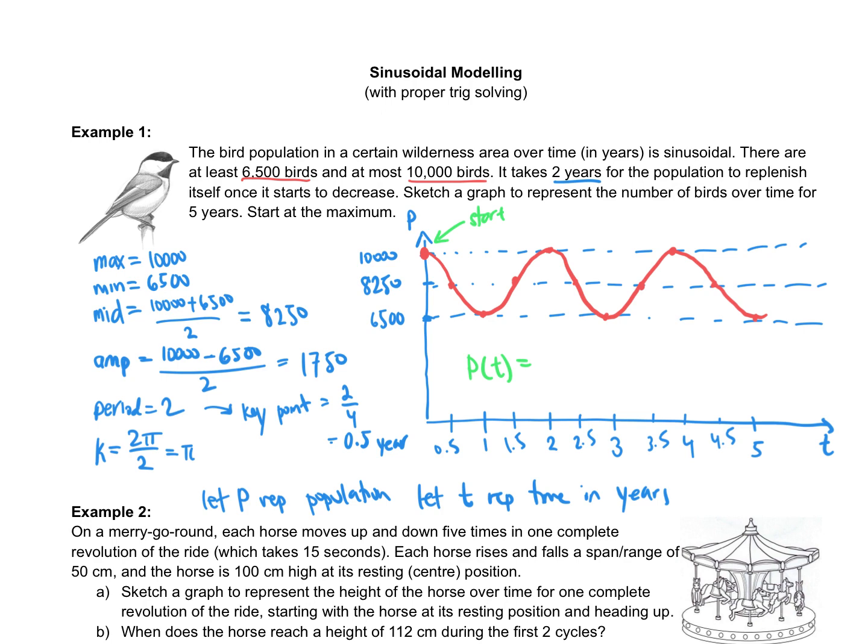That is a maximum point, so I'm going to use the cos function, and the amplitude is 1,750 cos. The k value is pi times time, and there is no phase shift because my starting point is at year 0, and then plus my midline.